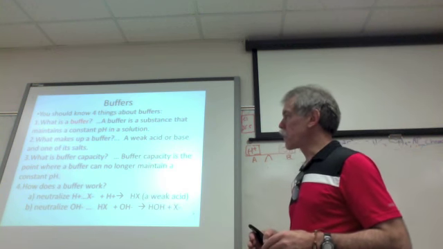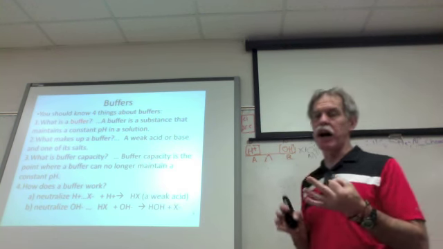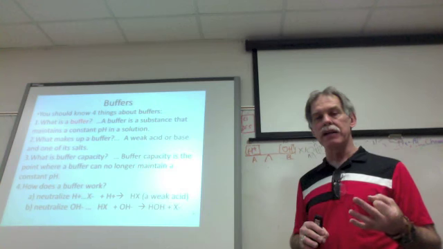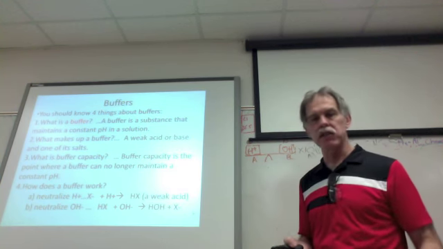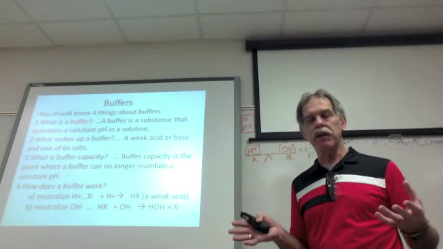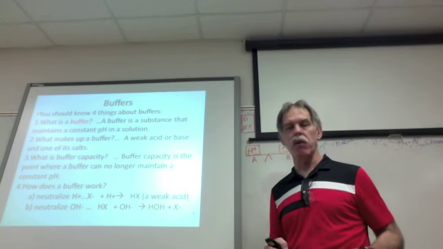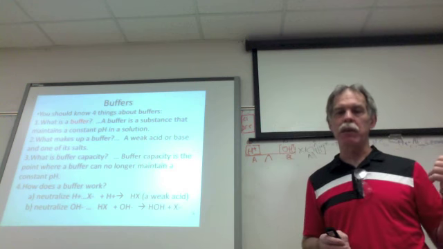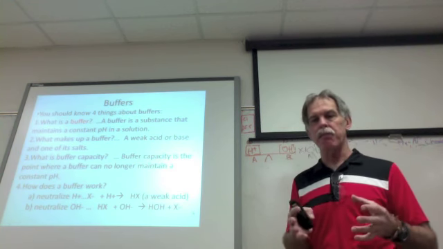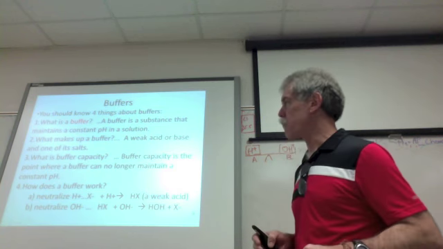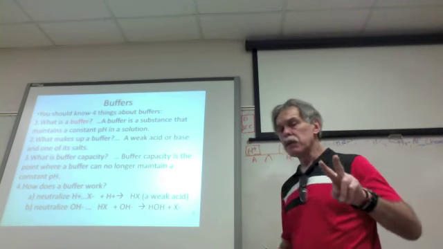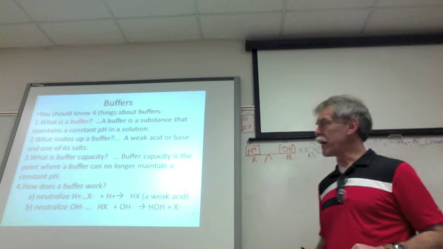And the buffer capacity is actually the number 3 item here. I want you to know what that is. It's kind of like the limit that a buffer can do. Once you get to that much acid being added, now it's going to drop the pH. It can't work anymore. Same thing happens on the base end. You can add base, add base, add base. There's a point where it won't keep the pH constant. That's the buffer capacity.